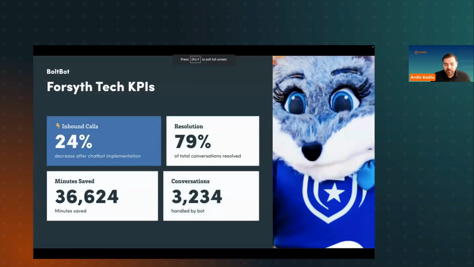As we go back to Foresight, they've had some great results within the first 3 months that they implemented this. And remember, the idea here is to reduce that front line and provide a better experience. They saw a 24% decrease in inbound calling, resolution, meaning that the bot was able to answer 79% of those conversations or those inquiries that were coming in. There was about 3,600 minutes time saved. This is human time, and over 3,000 conversations within those first 3 months.